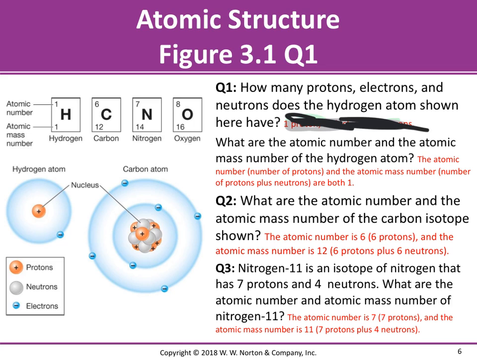How many protons, electrons, and neutrons does a hydrogen atom have? 1. Okay.